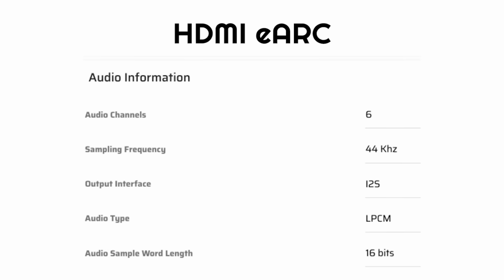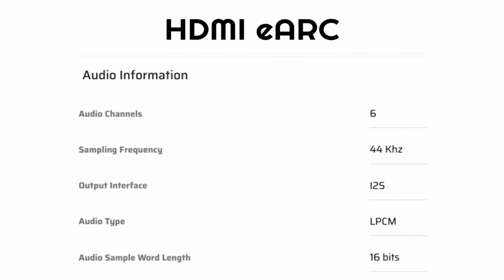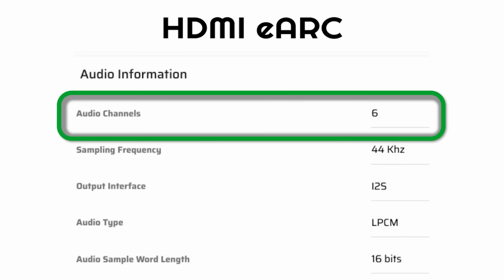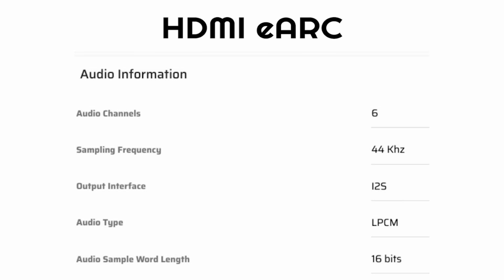The HDMI ARC page provides information about the eARC connection. This display shows that you are receiving 5.1 channel linear PCM. You need to check this to make sure that your source is outputting the expected audio return channel, or eARC.